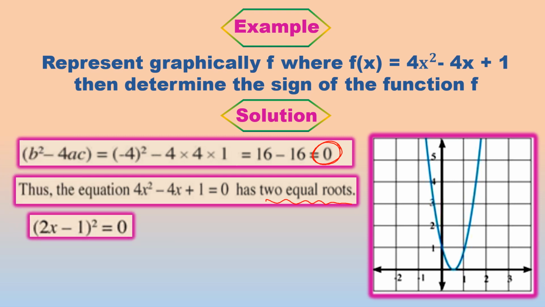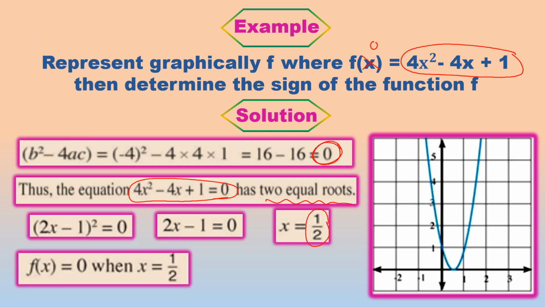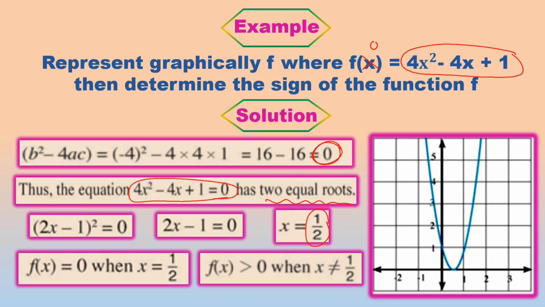Then we will try to find the value of x. After solving this equation by putting f of x equal to 0, we find that x equals 1 over 2. So f of x equals 0 at x equals half, and f of x is greater than 0 when x does not equal half. All the line is positive.